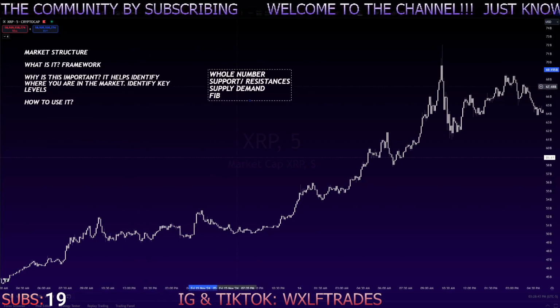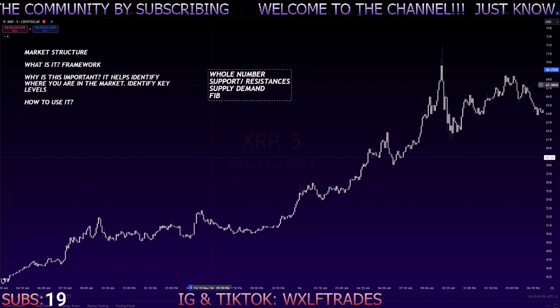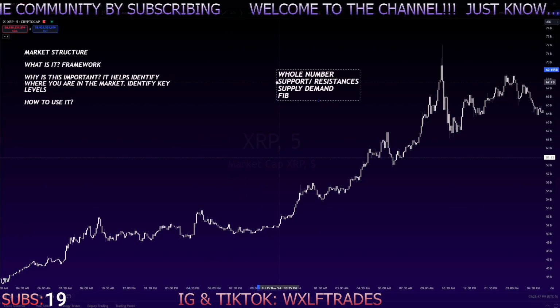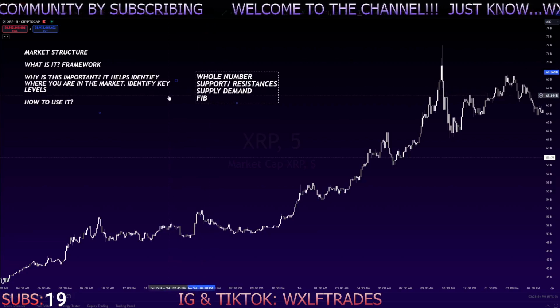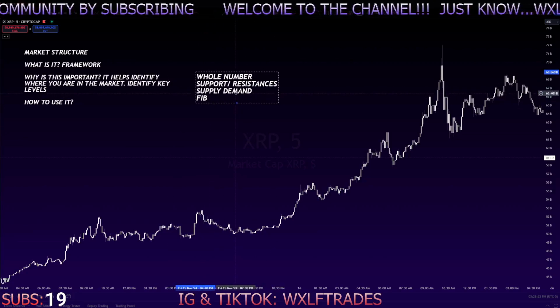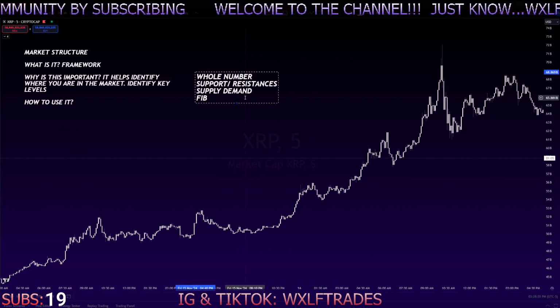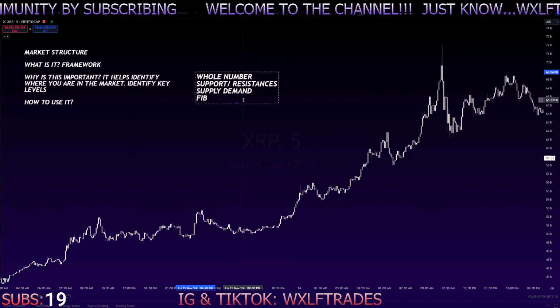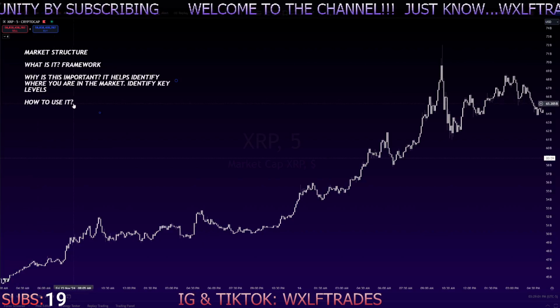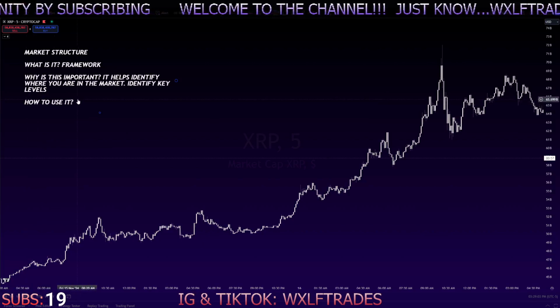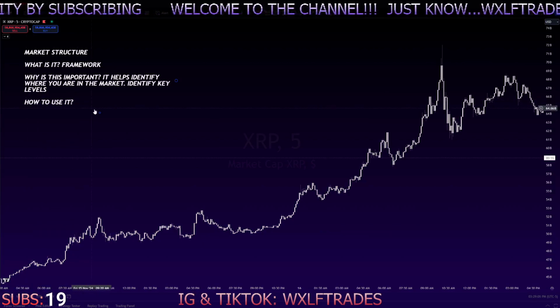These are the key levels. I usually use or pay attention to support and resistance and supply and demand more than anything else, but I'll visually show you guys live examples and even a demonstration. So it helps you identify key levels, which is very important. And okay, how to use it. This is what we're going to get into.